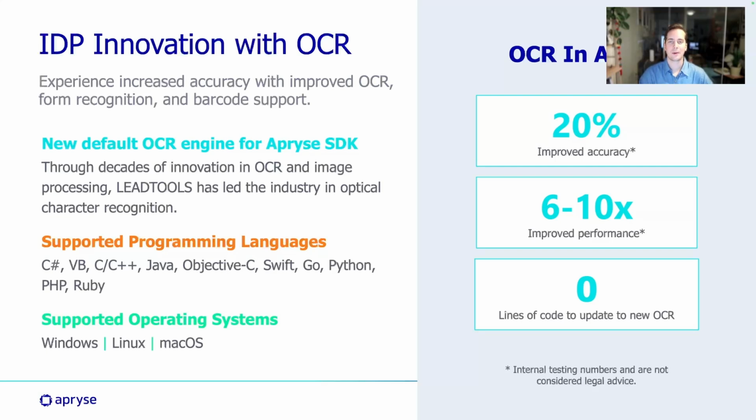Previously, Apryse offered Tesseract 4 and Iris OCR, but since the acquisition of Lead Tools earlier this year, we were able to take their modified version of Tesseract 4 and plug it into the Apryse server SDK. This increased accuracy by 20%, and we saw a measured 6 to 10 times improvement in performance. And because it's a modification of Tesseract 4, there are 0 lines of code that existing OCR customers need to update.